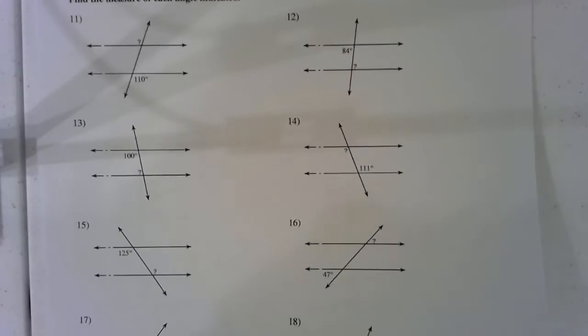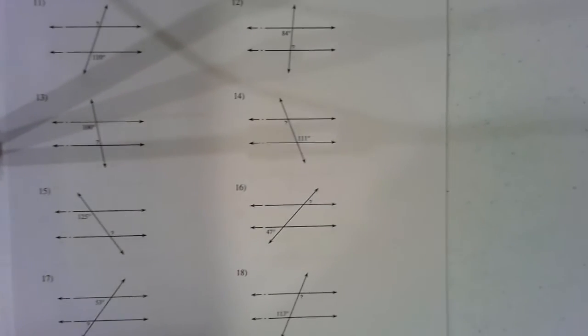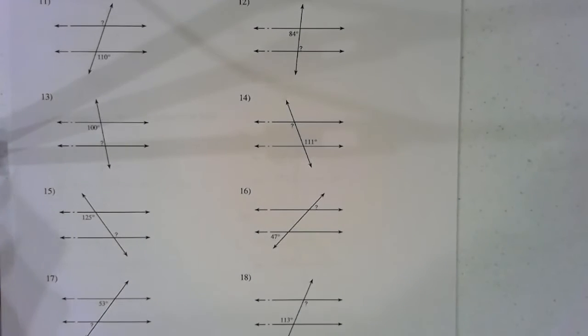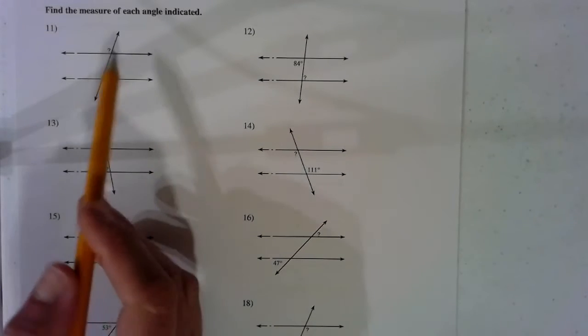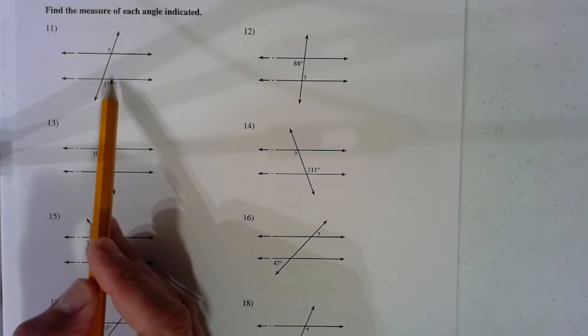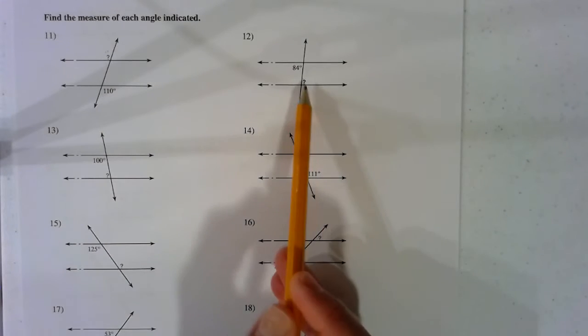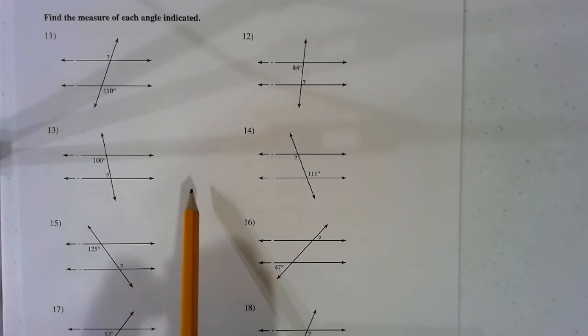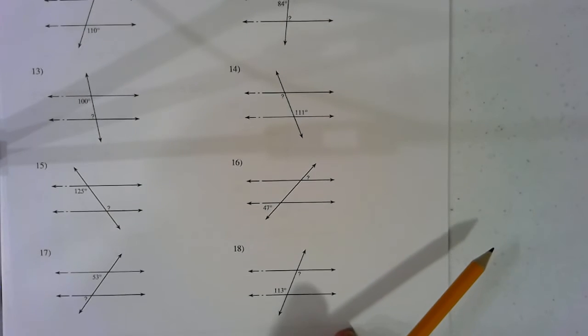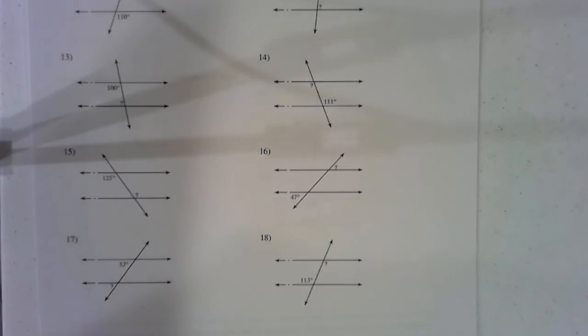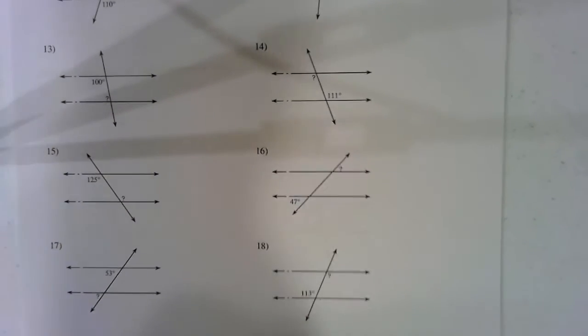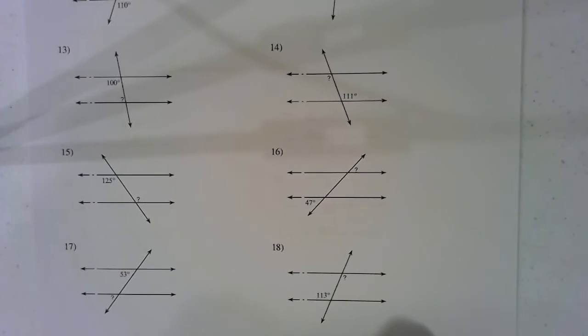To find the measure of the missing angles, you're just going to use the vocabulary and what you know about these different types of angles that are congruent. There's only one situation here where the two angles are not congruent. These are congruent because they're alternate exterior. These are alternate interior. Those are congruent. Can you find the one where they're not congruent? If you said number 13, you are correct. So number 13, they are not congruent.